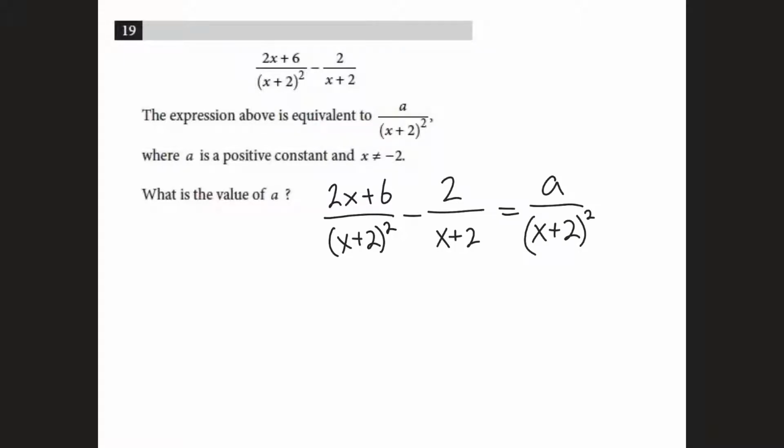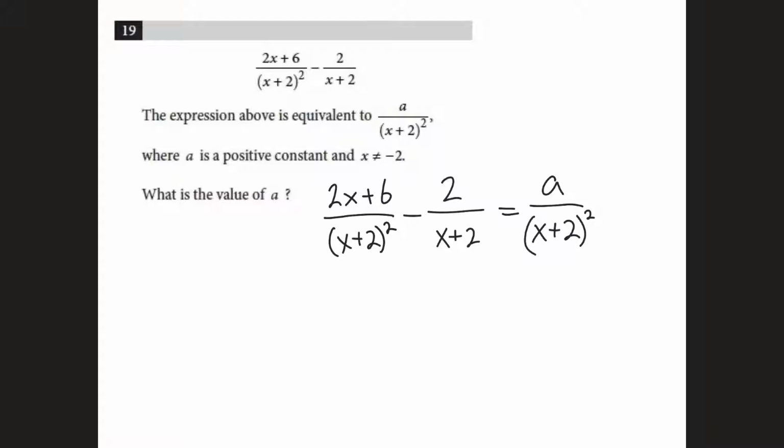Now, usually I'd be wanting to clear the denominators, isolate the variable to solve the equation. However, we have two variables in this case, so that is not going to be so helpful because we're going to end up with an expression with two variables. We won't get a value.